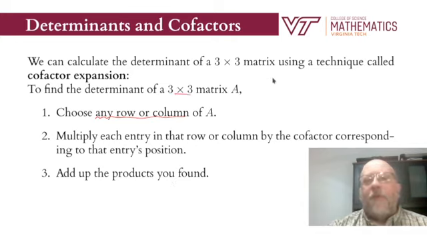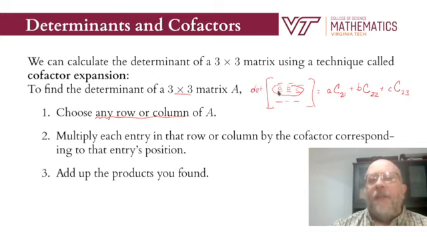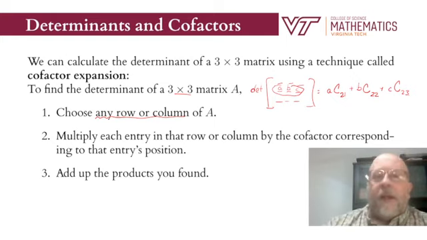So we're looking at a 3 by 3 matrix. I might pick this row here, and the entries might be, say, A, B, C. I will calculate A times the cofactor in this position, which is row 2 and column 1, and then B times the cofactor in this position, which is row 2 and column 2, and then C times the cofactor in this position, which is row 2 and column 3. And that would be the determinant if I chose the middle row, but I can choose any row or any column that I want.